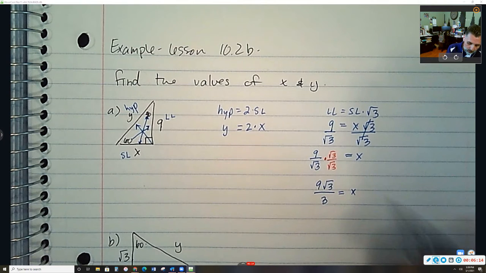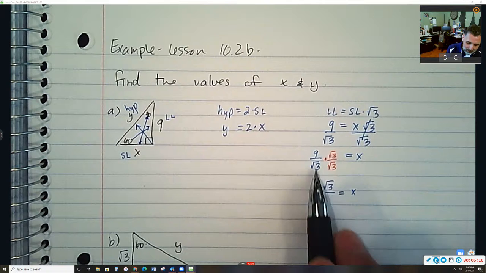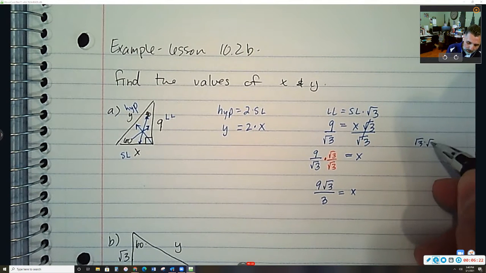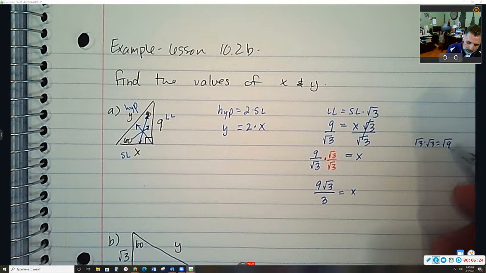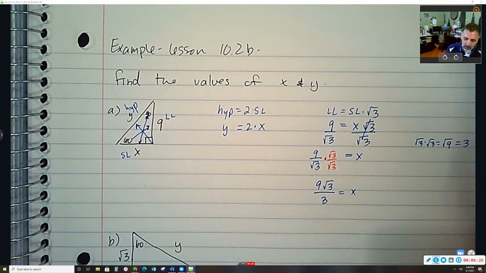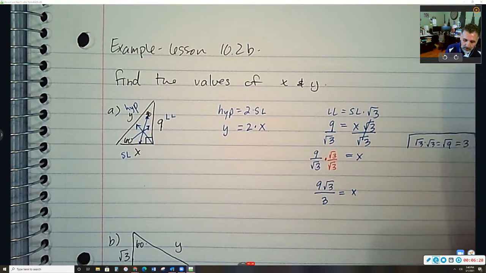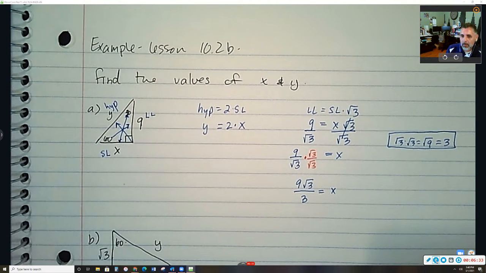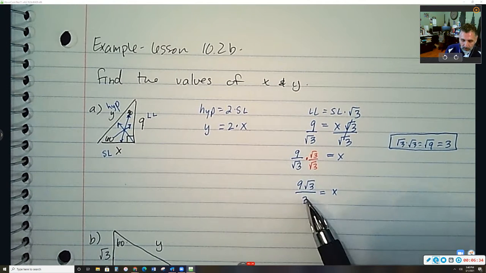And then we're not quite finished yet. Let me show you how this simplifies though. Remember, the square root of 3 times the square root of 3, that's the square root of 9, which equals 3. Okay, that's a little side note. So that's where this 3 came from.